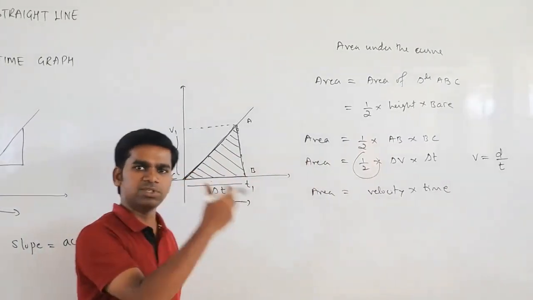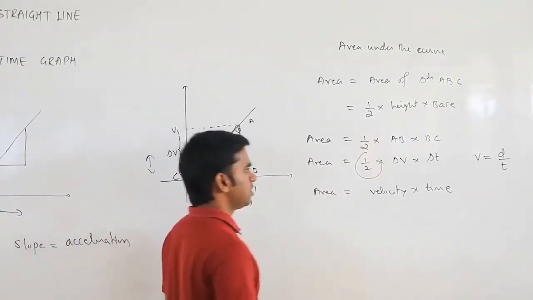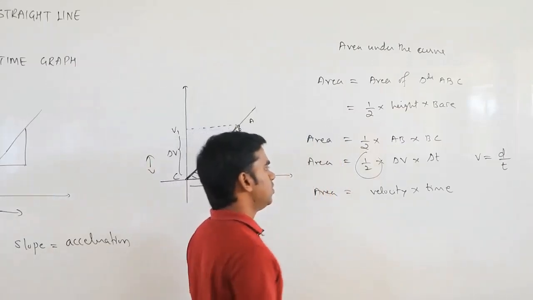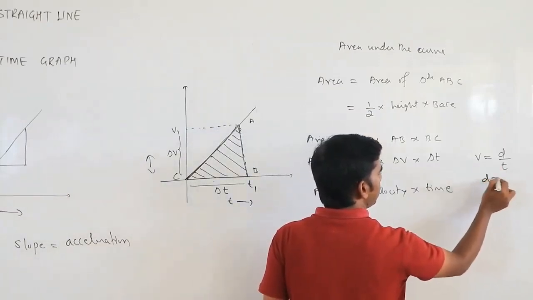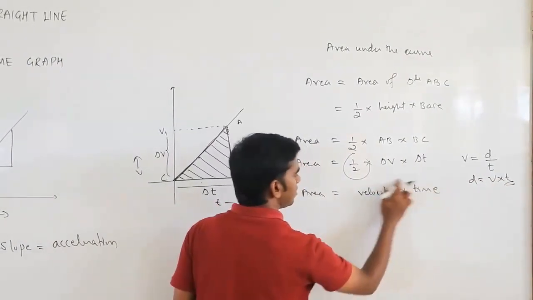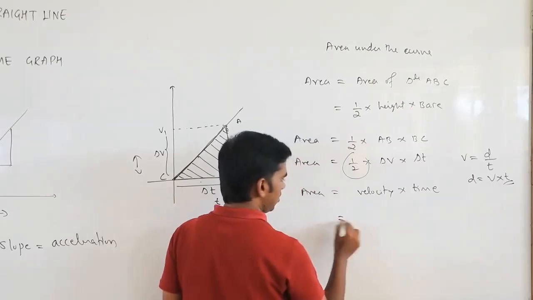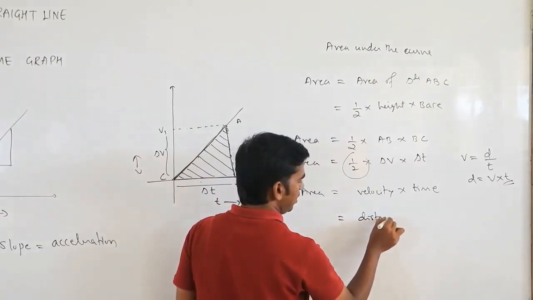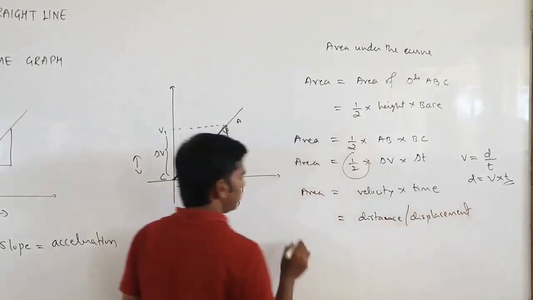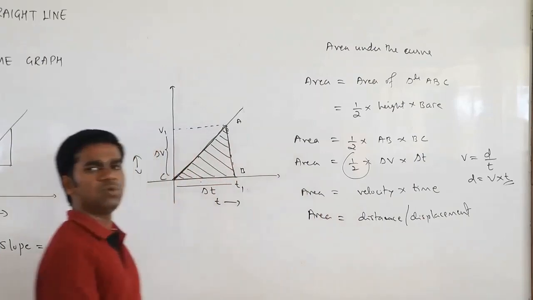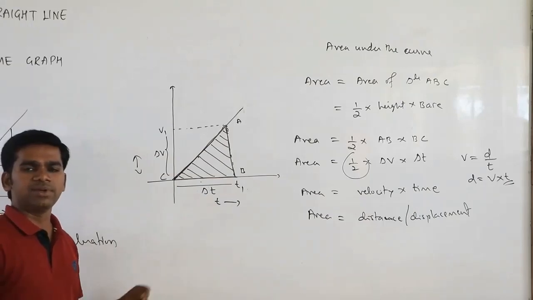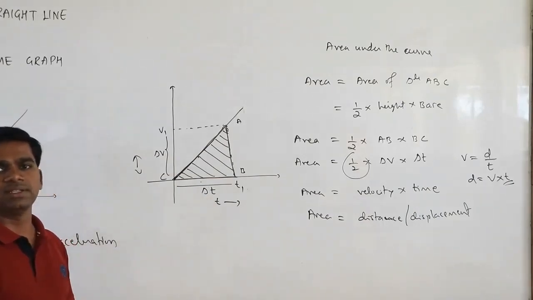Since we are in straight line motion, most of the time distance is equal to displacement, if and only if the body is not changing direction. So d equals v into t. This velocity into time is nothing but distance or displacement. So this is the area. The important result we got here is that the area under the curve of a VT graph always gives you distance or displacement.